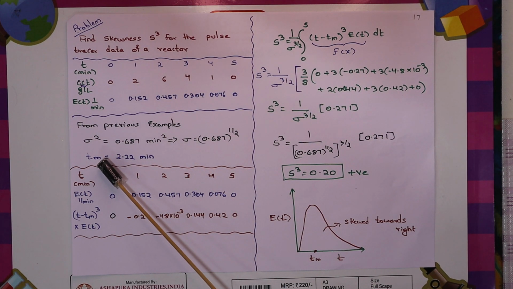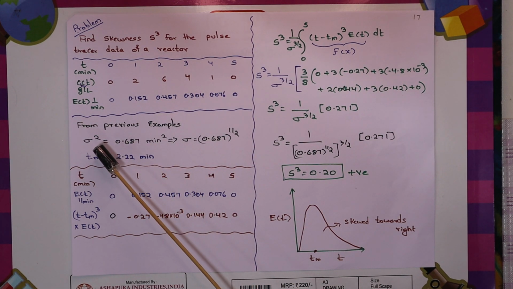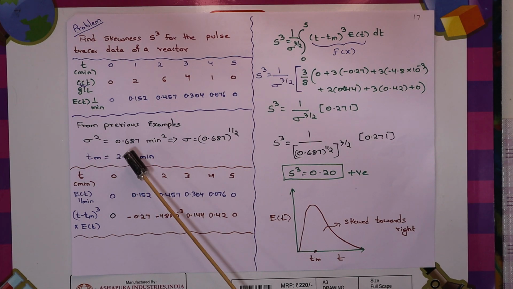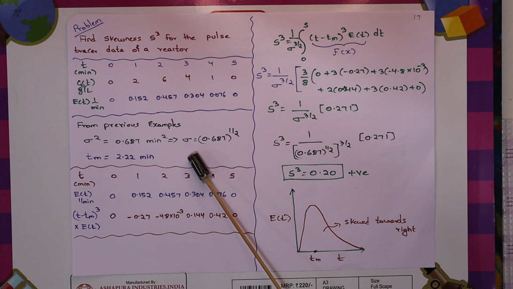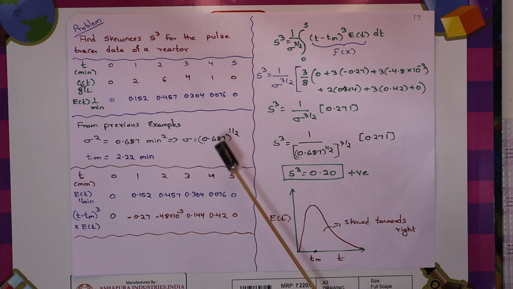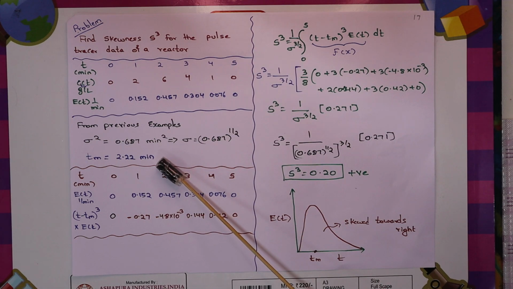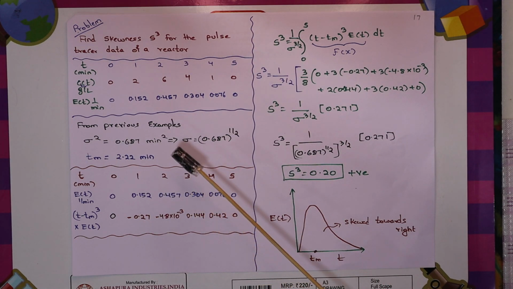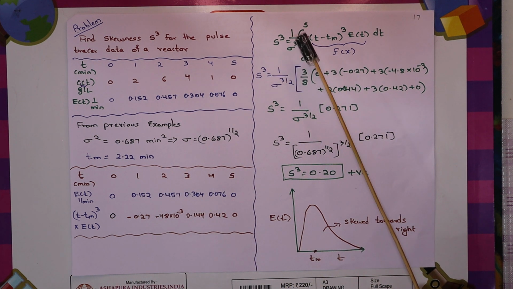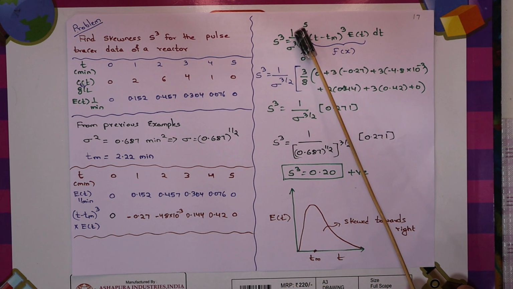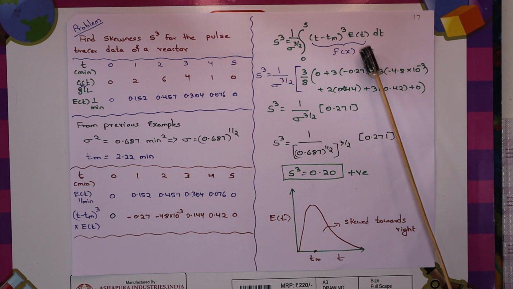In the present example, I have already shown you how to compute the mean residence time, which is 2.22 minutes, and the variance, which is 0.687 minutes square. That is, sigma equals 0.687 power 1 by 2. Based on this information, let us plot E of t and skewness data. What information is required to compute the skewness? The skewness formula is given by S cube equals 1 by sigma power 3 by 2 times the integral of (t minus tm) cube into E of t dt.